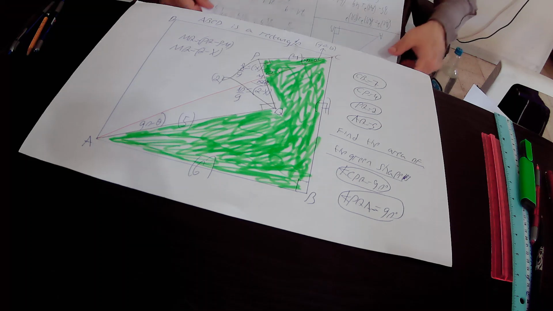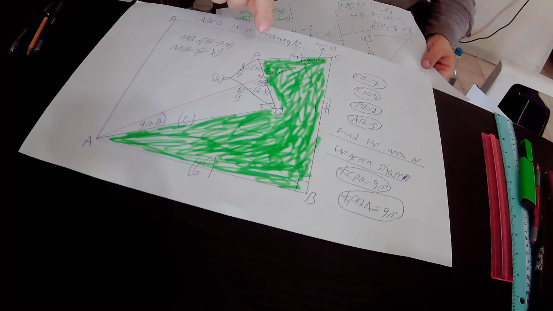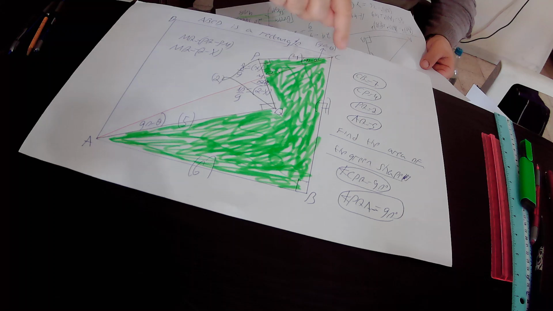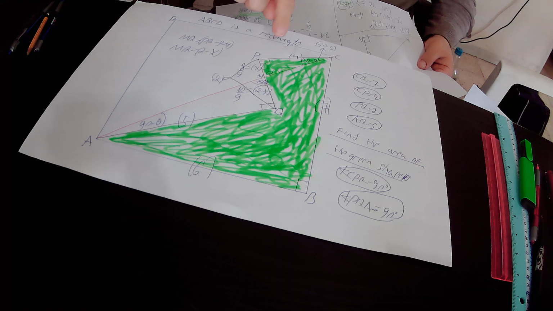Our mission is to find the area of the green shape. The area of the green shape equals the area of the big right triangle ABC, and because the area of the big right triangle ABC also includes the area of this right triangle AQM, we have to subtract from the area of the big right triangle ABC the area of this white triangle AQM. And because the area of triangle ABC doesn't include the area of this green right triangle PCM, we have to add to the area of triangle ABC the area of this small green right triangle PCM.